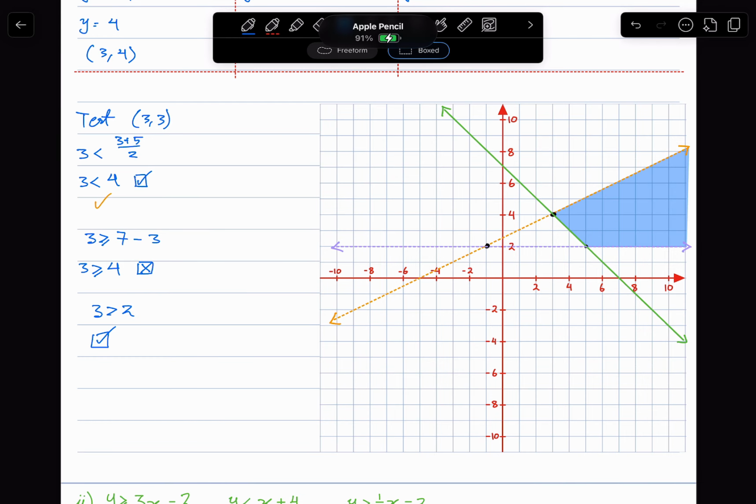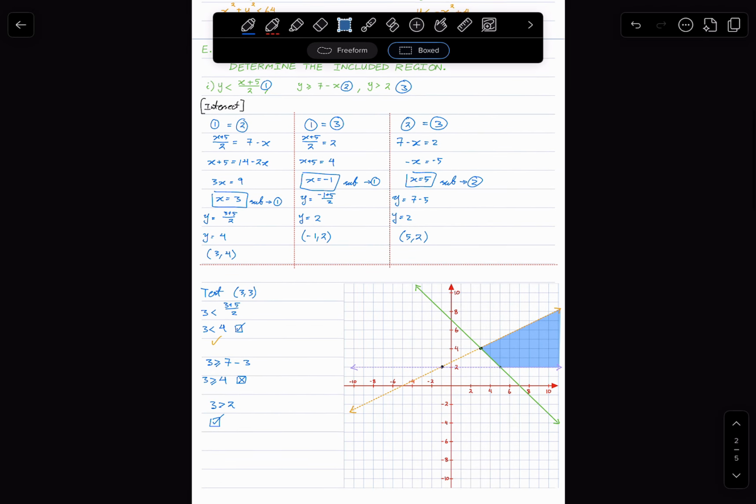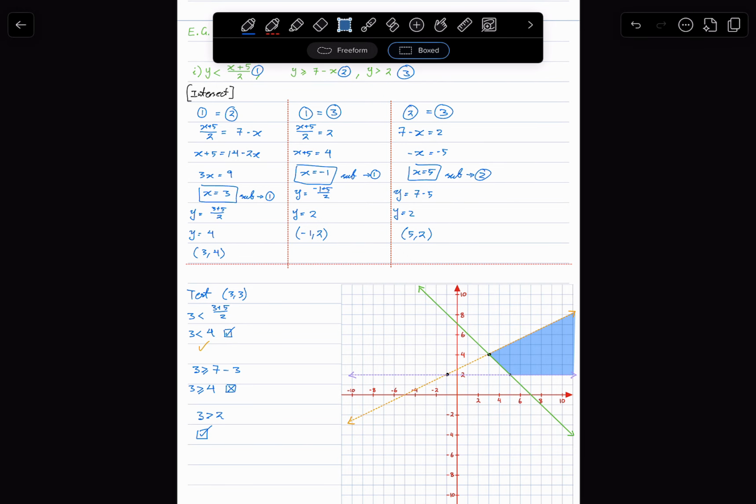So I hope that's giving you an insight into sketching triple simultaneous linear inequalities.